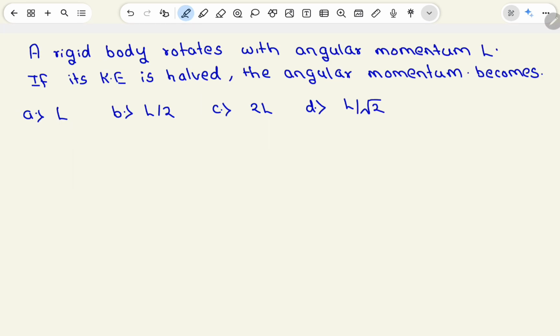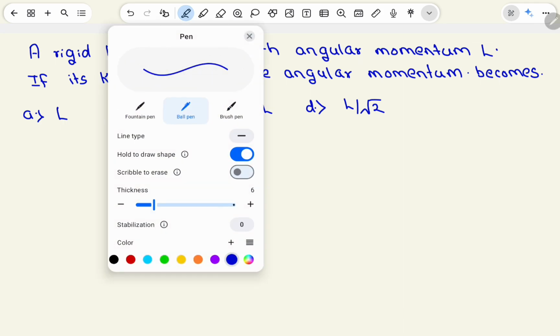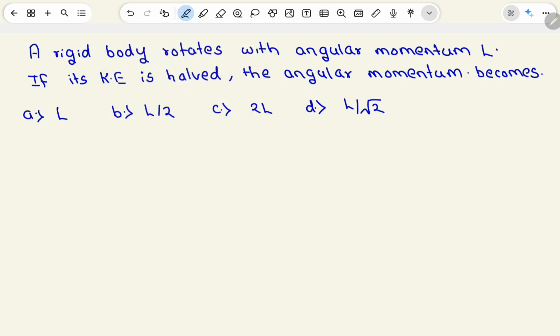So let's solve a question based on the formula for rotational kinetic energy in terms of angular momentum that we just saw. Now in the question it is mentioned that a rigid body rotates with angular momentum L. If its kinetic energy is halved, the angular momentum becomes. So obviously they are talking about rotational kinetic energy over here. Now let's solve the question.